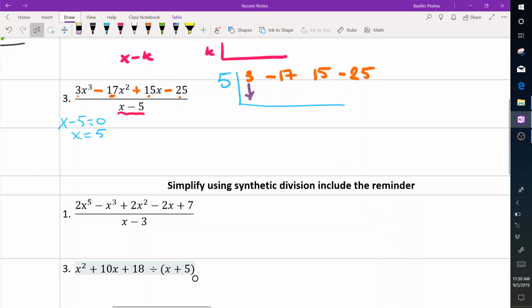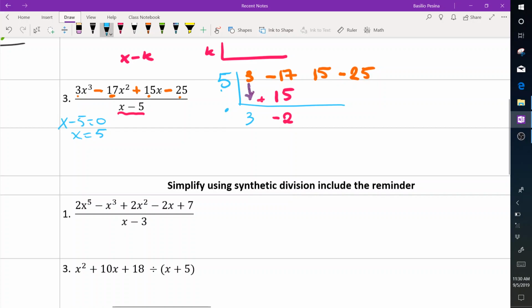This 3 brings down. This gives me a 3, so there should be a 3 right here. Then I multiply these two together. So 5 times 3 gives me this 15. Then I add these together. So negative 17 plus 15, a little bit of quick maths, gives me a negative 2. This is a negative 2.